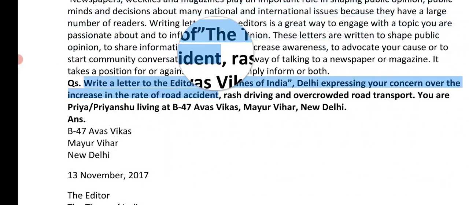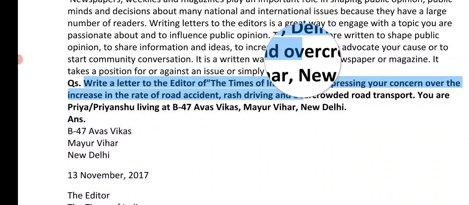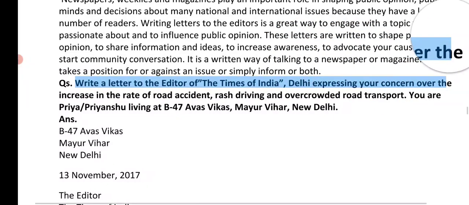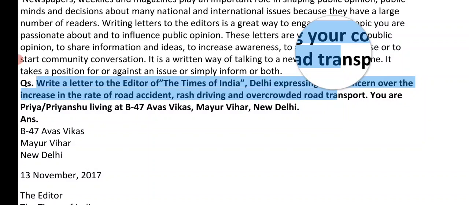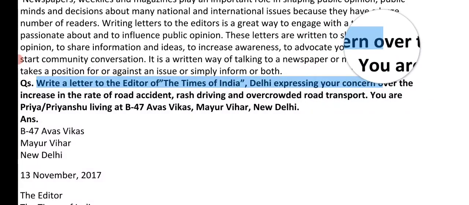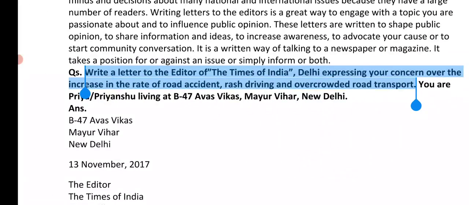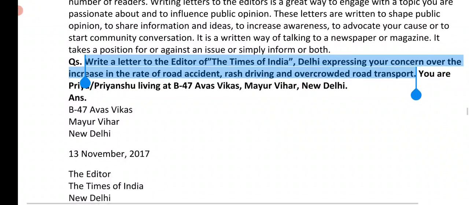So let's take this example. Write a letter to the editor of the Times of India, Delhi, expressing your concern over the increase in the rate of road accidents, rash driving, and overcrowded road transport. So now this is road accident and rash driving. The format will always be the same. Always remember, you will get 1 mark for format.